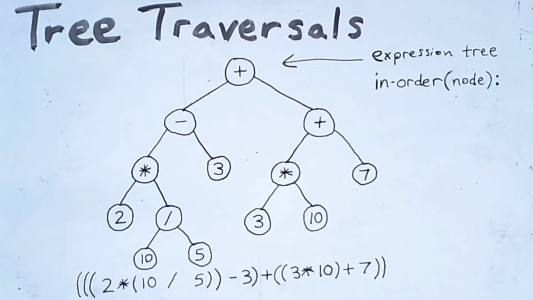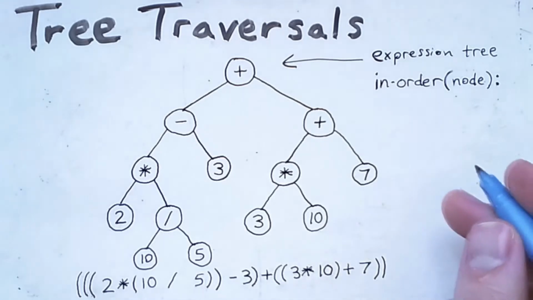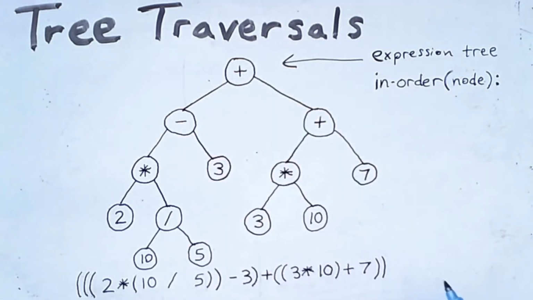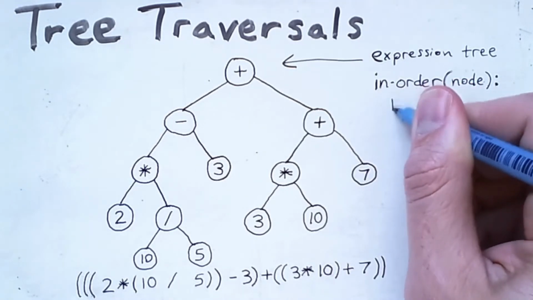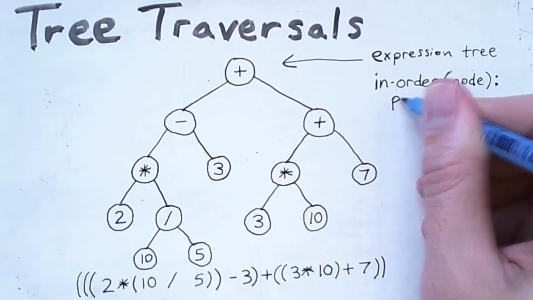How would it do that? Well, let me provide the pseudocode. Basically, we would visit the left, visit our current data, and visit the right. But let's write things out a bit more thoroughly for the sake of printing out this exact expression here. So for any given node we have, the first thing we need is an opening parenthesis. This is something that's unique to this expression tree problem.